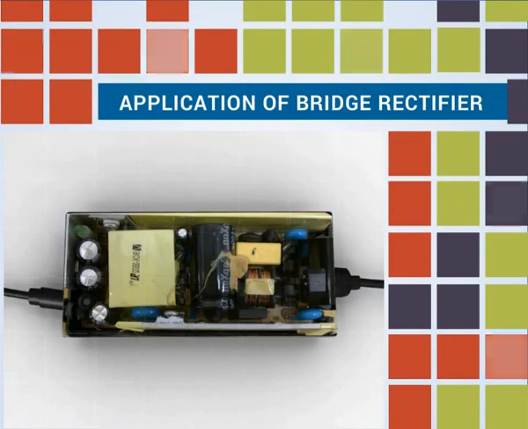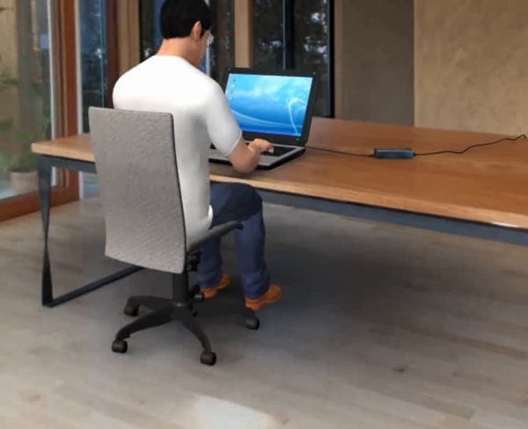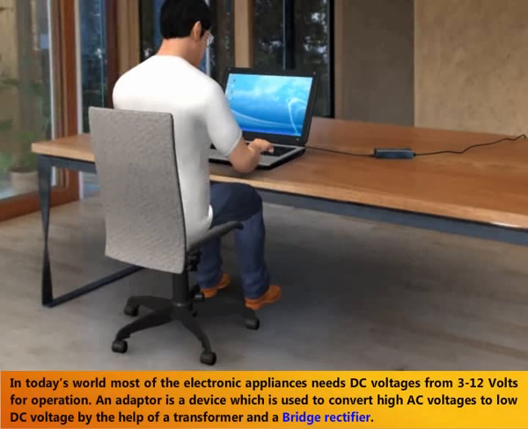Application of bridge rectifier. An application of bridge rectifier is shown in this video. In today's world, most of the electronic appliances need DC voltages from 3 to 12 volts for operation. An adapter is a device which is used to convert high AC voltages to low DC voltage with the help of a transformer and a bridge rectifier.